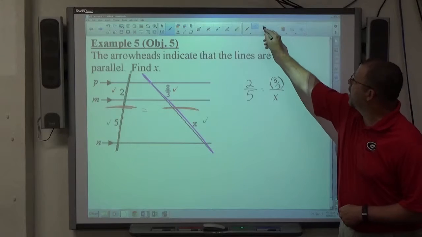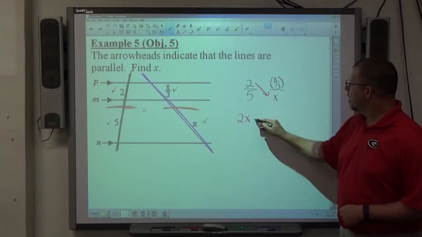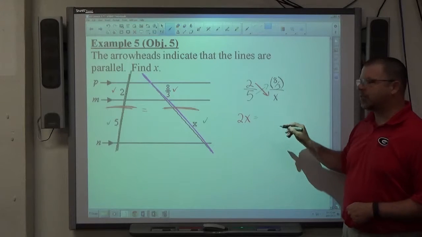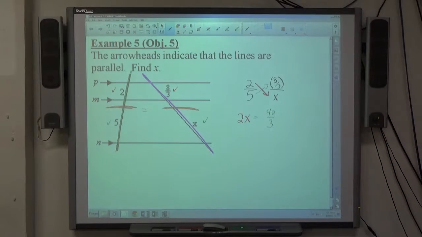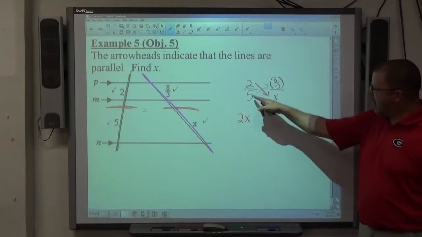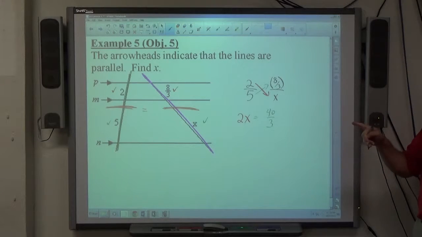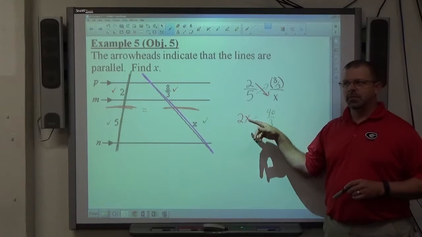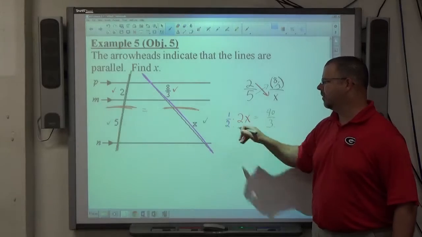So when we cross multiply, this product, which is 2 times x, equals this product, which is 5 times 8/3. When you multiply a fraction times a whole number, only the numerator is being multiplied by the whole number. So 8 and 5 make 40, which is over 3. 2x equals 40/3. I can divide by 2 because that's what I'm supposed to do, right? But since I've got fractions in the problem, I would probably prefer to multiply by a half.